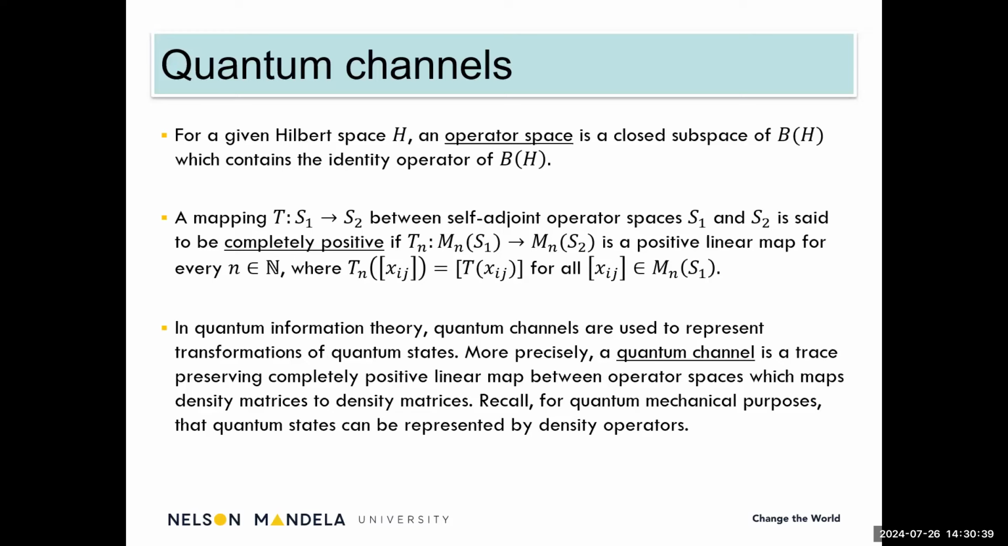In quantum information theory, quantum channels are used to represent transformations of quantum states. So what do I mean? A quantum channel is a trace-preserving, completely positive linear map between the operator spaces, which maps density matrices to density matrices. So recall for our purposes that quantum states will be represented by density operators, as I mentioned a few slides back. In other words, by trace class operators, and these are necessarily bounded linear operators. Of course, that makes the functionals automatically normal or ultra-weakly continuous.